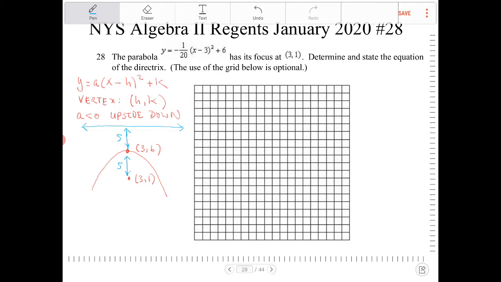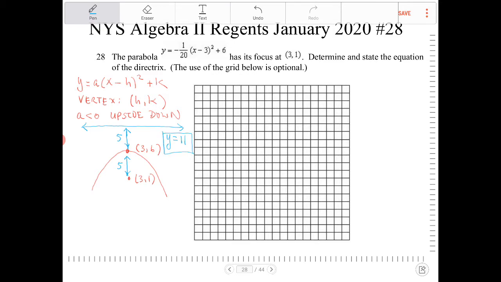So because the directrix is going to be 5 units above the vertex, we're going to go 5 units above (3, 6). And the directrix being a horizontal line, it will take on the equation y equal, we're going to add 5 to 6, which is going to be y equal to 11.